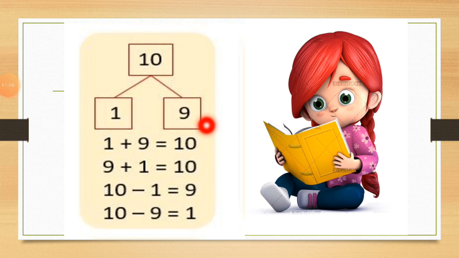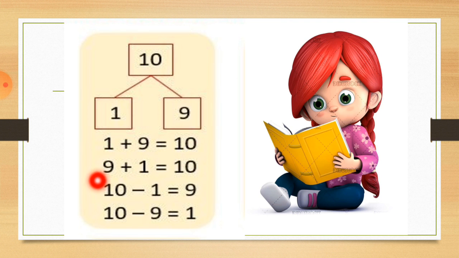Here is one more example for you. Here is 10, 1 and 9. Here you can see these three numbers in the box. These are the family numbers. So let's do something with it. Here is 1 and 9. So 1 plus 9 is equal to 10. So these three numbers are completed. This family will come in one row.